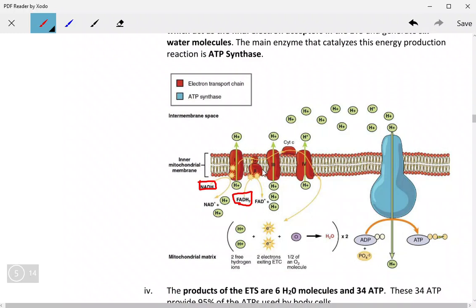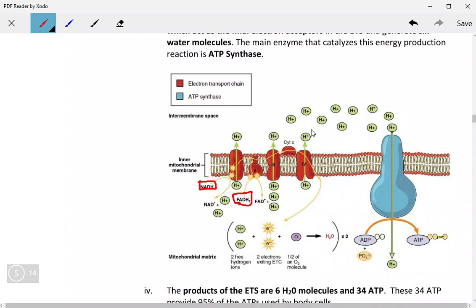Are you following? So what can we say about these coenzymes? Well, they're being oxidized. They're losing their electrons and giving them to the cytochromes to shuttle these hydrogen electrons into the intermembrane space. Are you following?